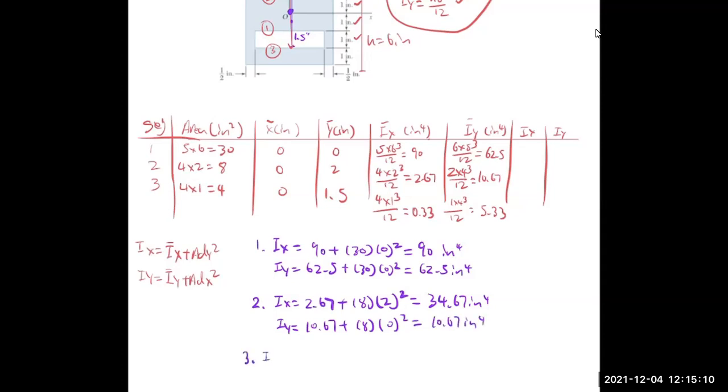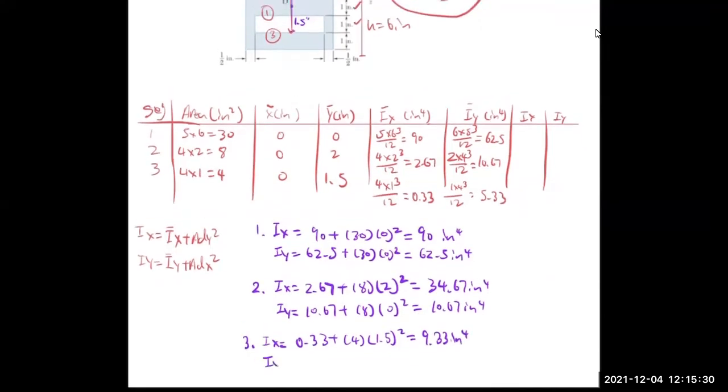And then for segment 3, the Ix will be 0.33 plus the area, which is 4, multiplied by dy, which will be 1.5 in this case, squared. We're going to get 9.33 inch^4. Iy, we get 5.33 plus 4. Since dx has to be 0, it's just going to be 5.33 inch^4. Okay, and let me just scale this down. It's too big.